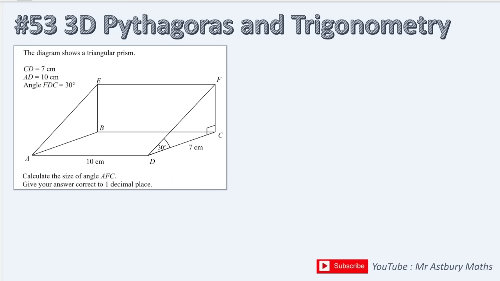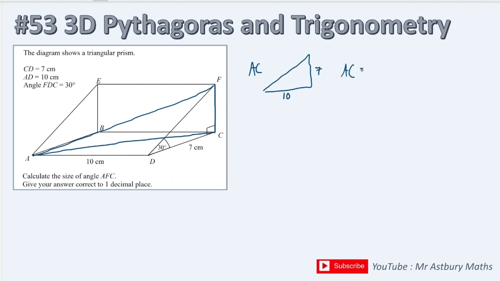Okay, next question, I'm going to have to use trigonometry. And I've been asked to work out the angle AFC. So the first thing I do is draw a line connecting A and F, and then a line connecting A and C, and then that vertical line straight down to make a right angle triangle. Now, what sides do I know? Well, I can work out AC, because that is a right angle triangle along the base with 10 and 7. So AC is going to equal the square root of 10 squared plus 7 squared, which is going to be the square root of 100 plus 49, which is 149.